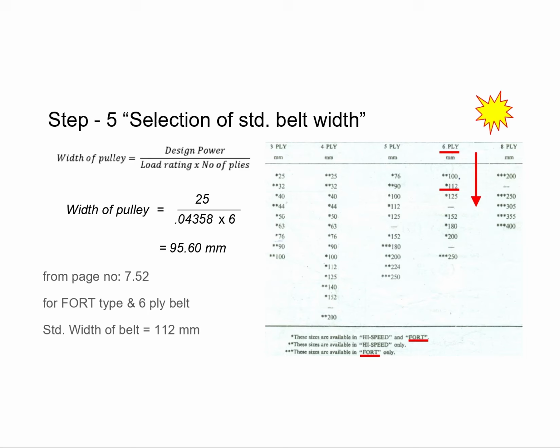Then next, from page number 7.52, there is a table corresponding to 3 ply, 4 ply, 5 ply, 6 ply and 8 ply belts, and under that 6 ply we have to search the width of the belt corresponding to 95. So the next number is 112. It is available with a single star mark. Single star mark means belts of both the varieties are available, so we can choose that one. So standard width of the belt equal to 112 mm.